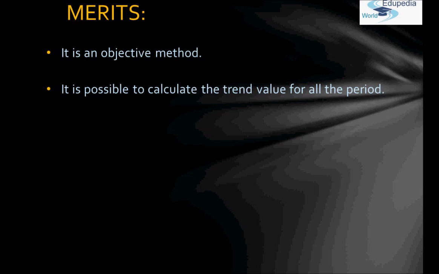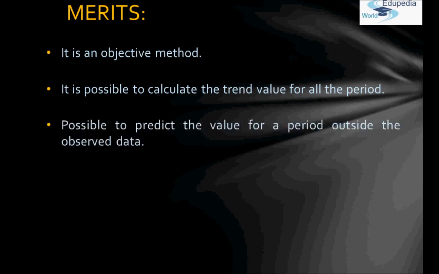Next, it is possible to calculate the trend values for all the periods, unlike the moving average method, where we saw that there were some observations missing both in the beginning as well as at the end. So here it's possible to compute the trend values for all the periods and predict the values for a period even lying outside the observed data.